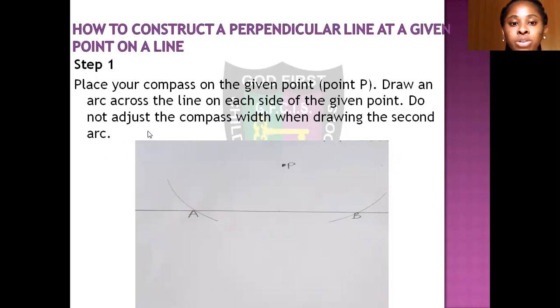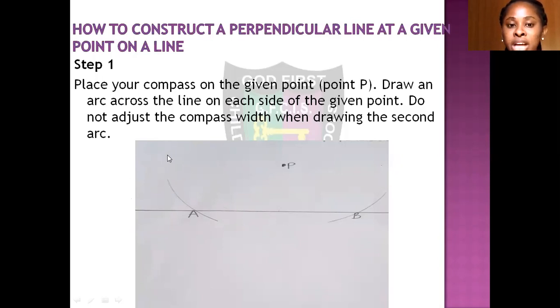Now, we want to learn how to construct a perpendicular line at a given point on a line segment. We have our line segment to be AB. At our given point, which is P, we want to draw a perpendicular line.